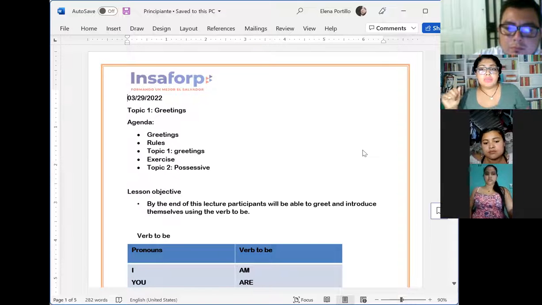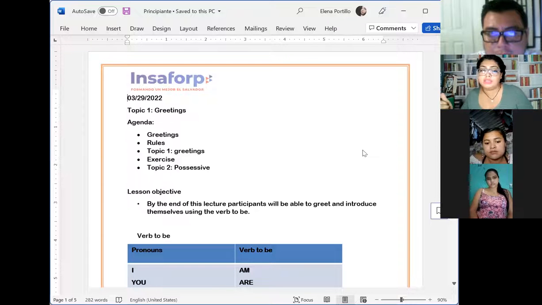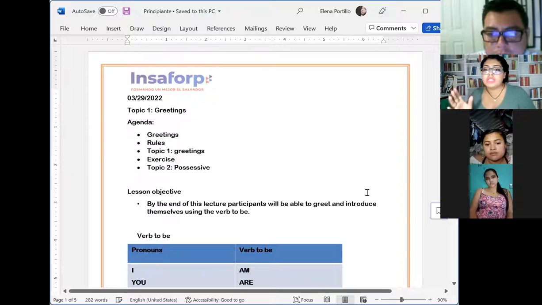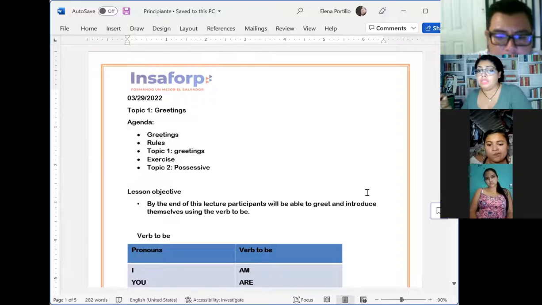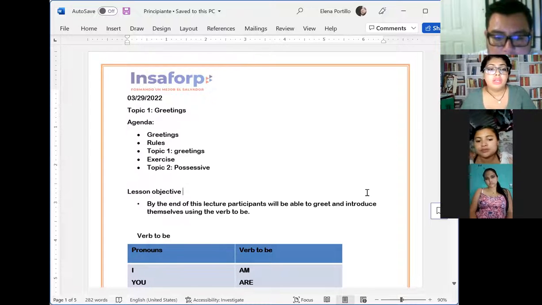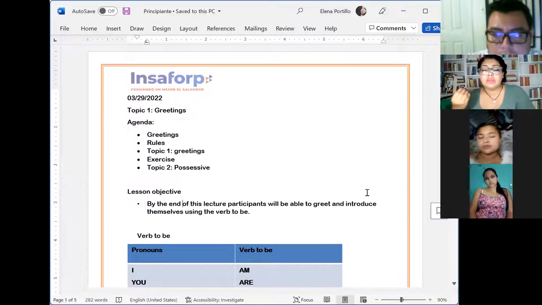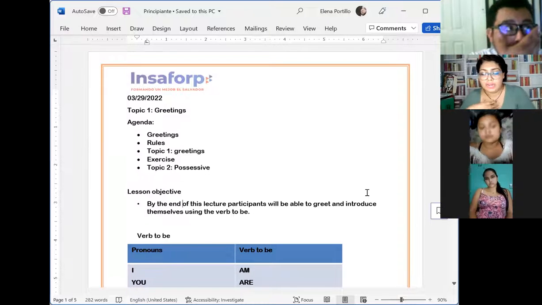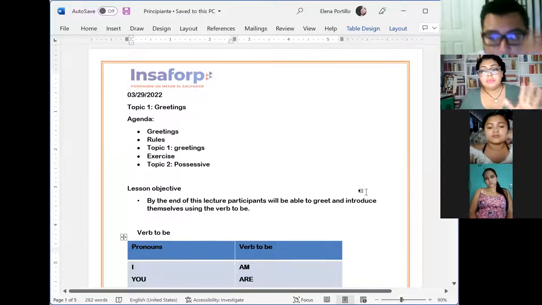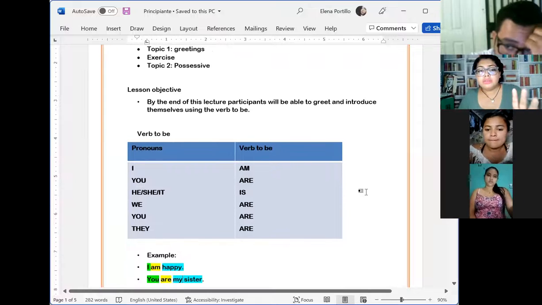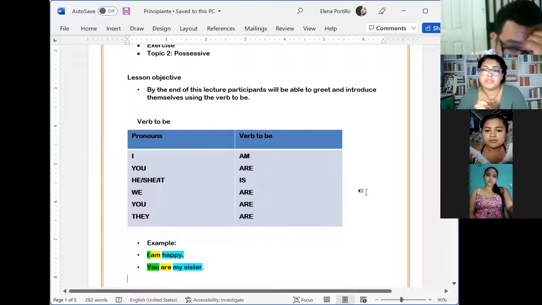Then we have the topic number one. Tenemos el tema número uno. That it's greetings. Then we have some information that we were learning yesterday. We have the first thing, that is the lesson objective. Teníamos la primera cosa que era el objetivo de nuestra lección, que era, ¿verdad? Básicamente, ser capaces de saludar y de presentarnos. Teníamos estas partes, ¿verdad?